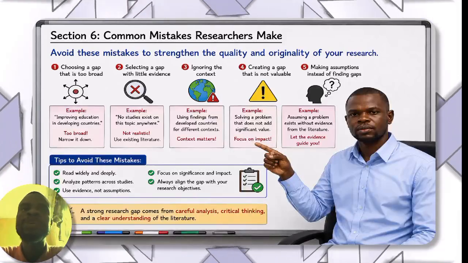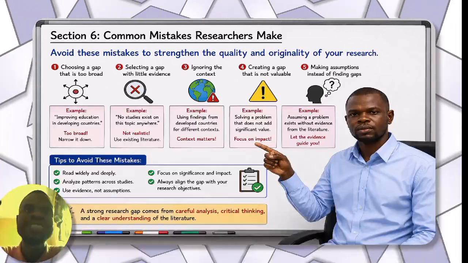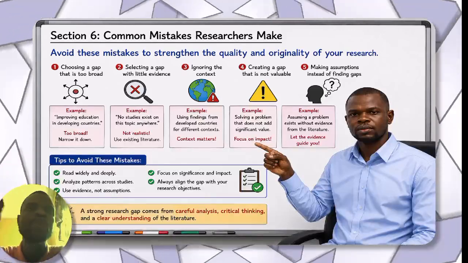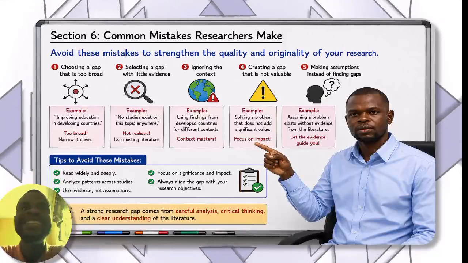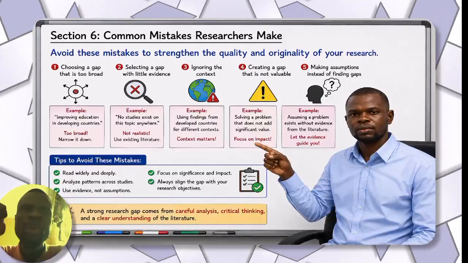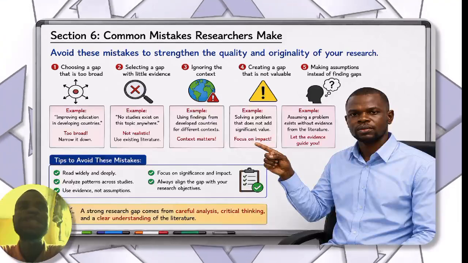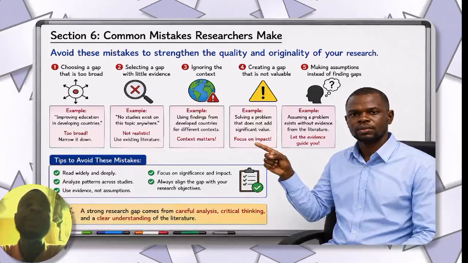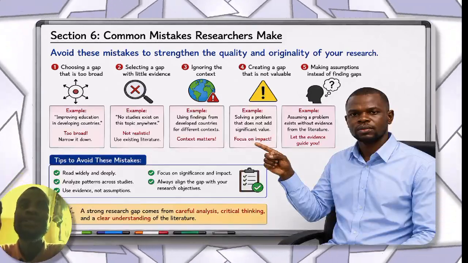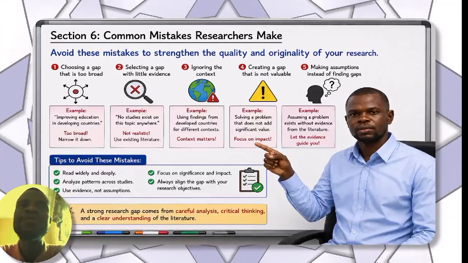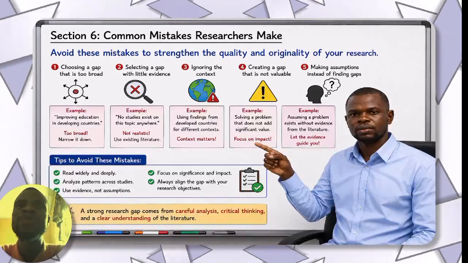Also, just because very few studies exist on a topic does not automatically mean it is a strong research gap. Sometimes topics remain unstudied because they are not important, practical, or realistic. Strong research gaps solve meaningful problems and contribute valuable knowledge.